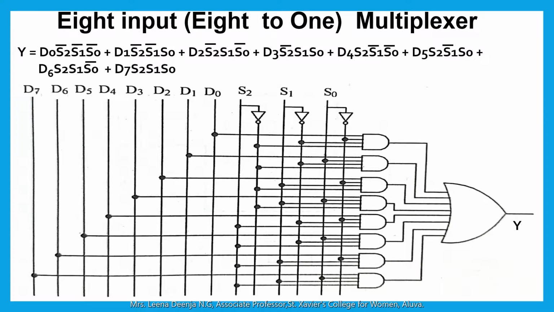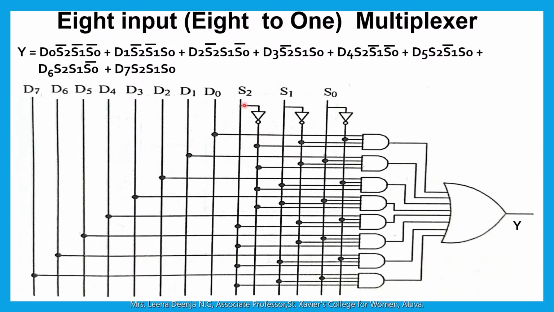The Boolean expression for 8 to 1 multiplexer is Y equal to D0 S2 bar S1 bar S0 bar, or D1 S2 bar S1 bar S0, or D2 S2 bar S1 S0 bar, or D3 S2 bar S1 S0, or D4 S2 S1 bar S0 bar, or D5 S2 S1 bar S0, or D6 S2 S1 S0 bar, or D7 S2 S1 S0. We can realize this using 8 AND gates and an OR gate like this.